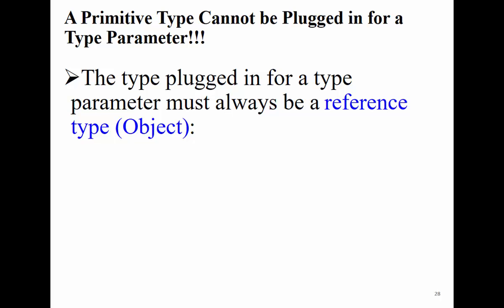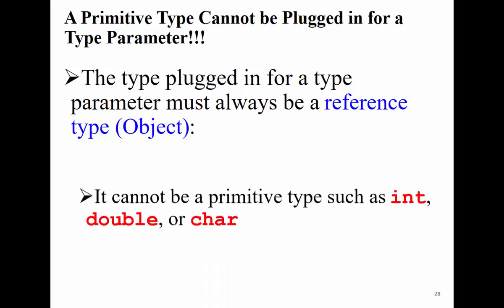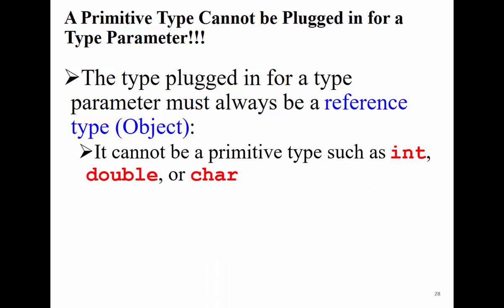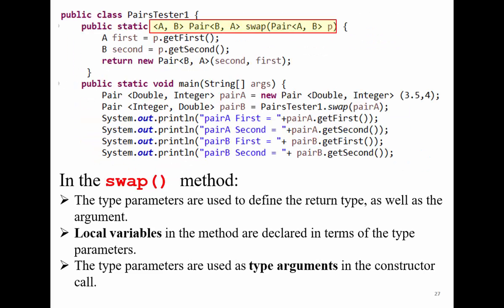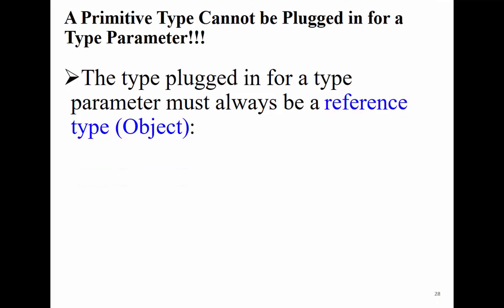A primitive type cannot be plugged within the type parameters. So you can only plug in an object. So you cannot use int or double or char inside the type. For example, here I cannot put a pair of int, comma, char, because these two are primitive types, not objects. Okay? But I can do boxing and unboxing later on if I need to store them, but I cannot put them inside the angle brackets. Only the object type.